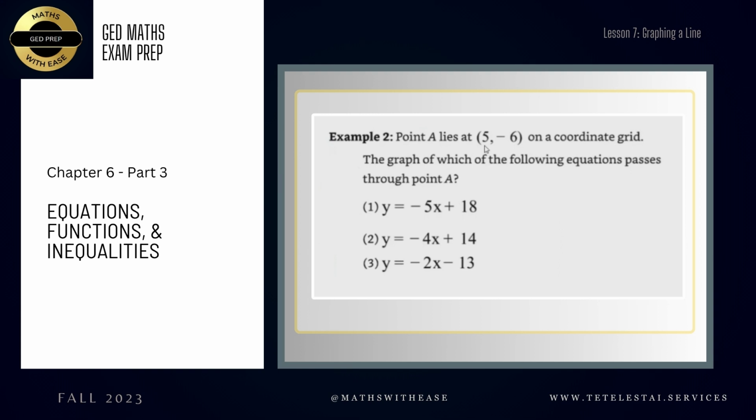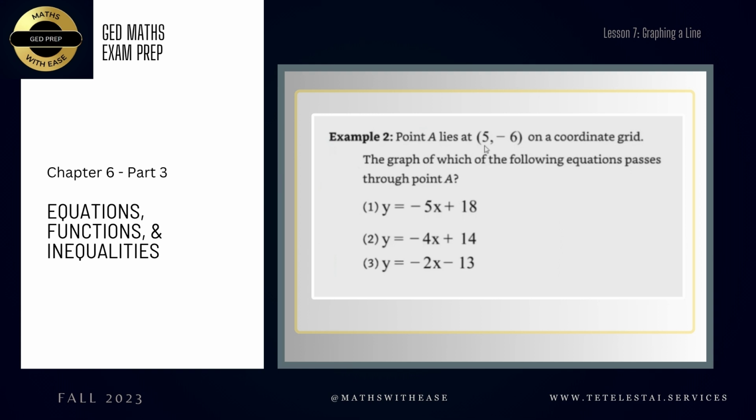And we've already tried the first equation, and we found that when x equals 5, y is equal to negative 7. So we're going to move on to the next equation. We're going to plug 5 into x. Negative 4 times 5 plus 14 is negative 6. So we have found the correct answer, but let's just try the third equation. So 5 times negative 2 is negative 10. Negative 10 minus negative 13 is negative 23.